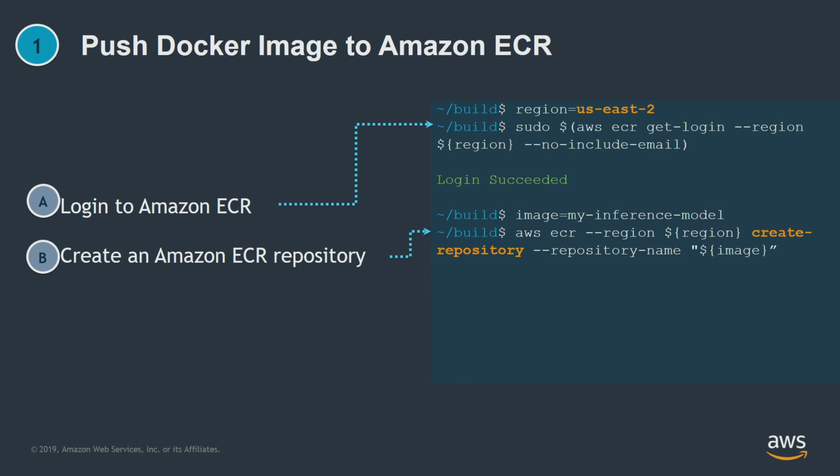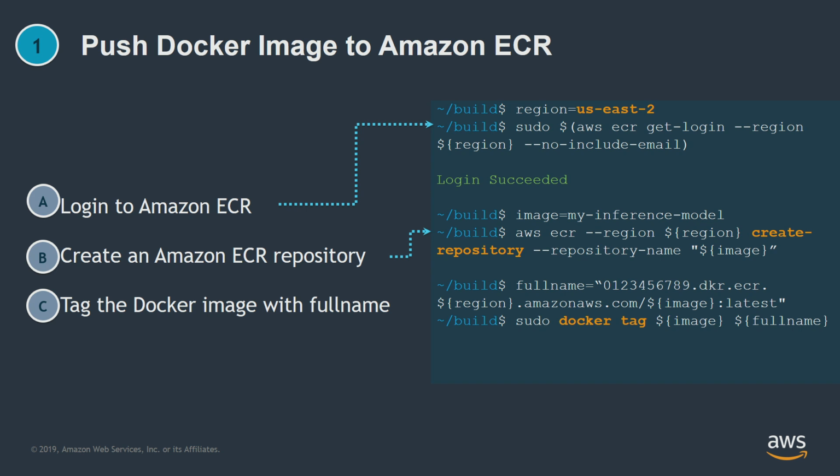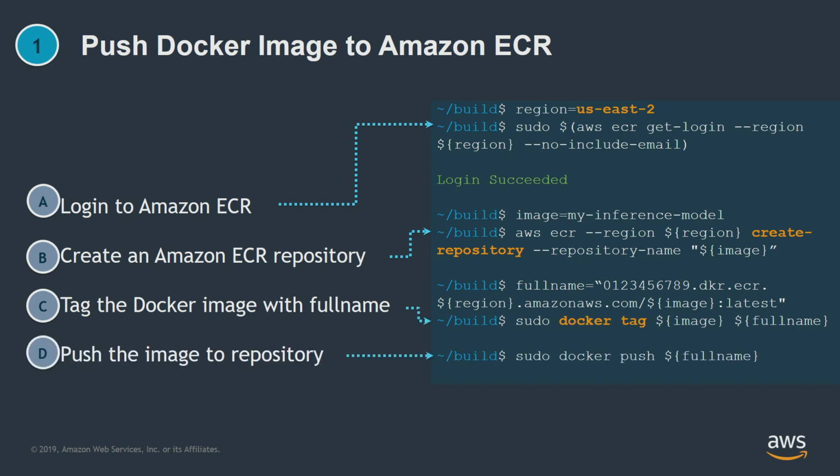Once you're logged in, we're going to create a repository in Amazon ECR called My Inference Model, the same name we gave to the image. Once we create it, we also need to have the full name of the ECR location. So that consists of your account ID, we have a fake account ID here, 0123456789. And then we have the region, and we also have the name of the repository. That's what we mean when we talk about the full name. And we'll need to tag our image that we just created with that full name so that we can do a Docker push command, which will upload that image to that ECR location that we just created.